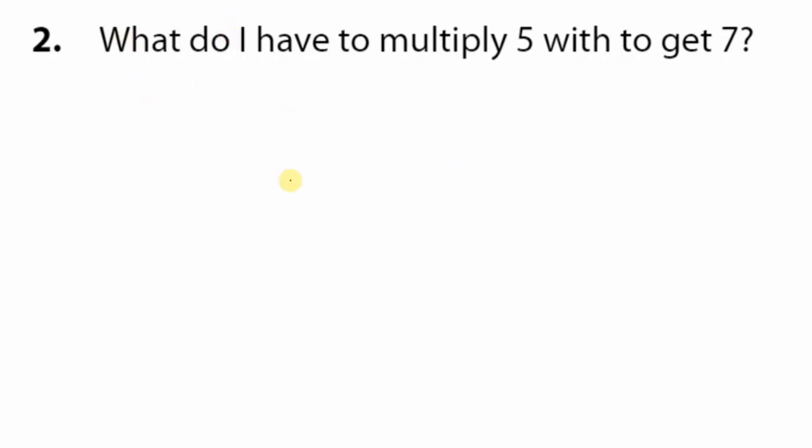So now number 2, what do I have to multiply 5 with to get 7? So in other words, we can write this as an equation. 5 times what gives 7? We don't know the what. Let's call it x. So 5 times x equals 7. But now we know multiplication, we can just write the number next to the letter, that's also multiplication. So the proper way to write this is as 5x equals 7.